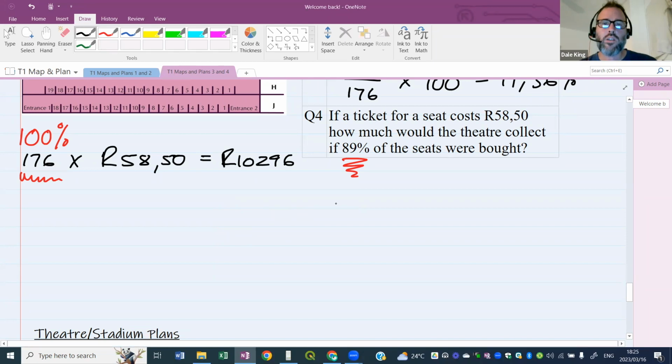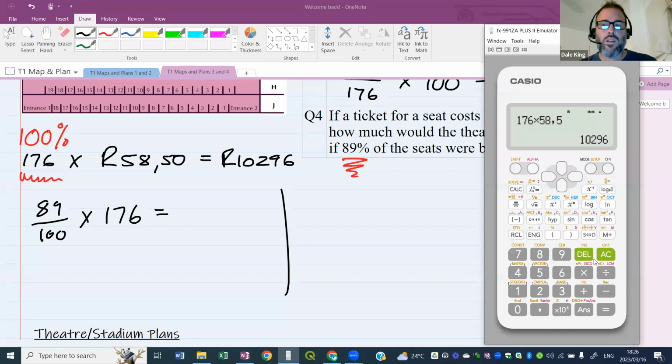So let's see how the calculation works. All right, there's two ways you can do this. Okay, so I'm going to split the screen. Number one, you can work out a percentage of the seats and then multiply by 58 Rand 50. So you could say, what is 89% of 176 seats? You could do it this way. My only concern here, and you'll see now when we get the answer, is that if we get a decimal, it's going to ring alarm bells, and I'll show you why.